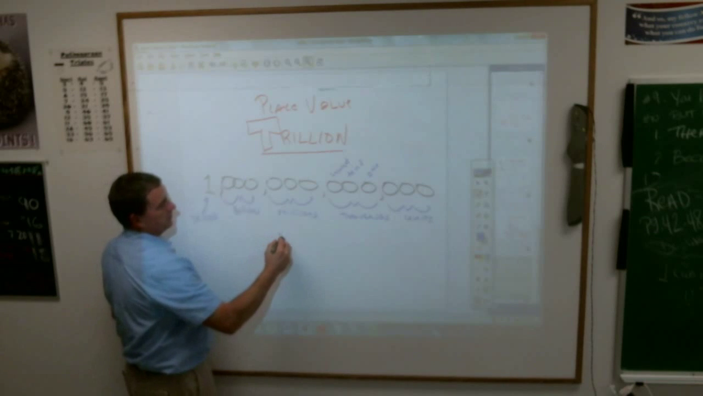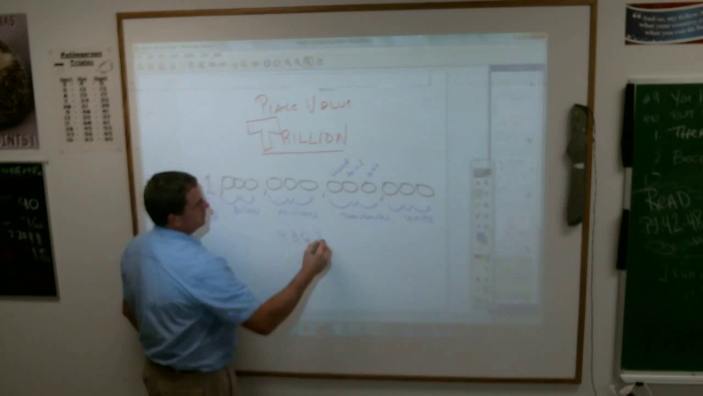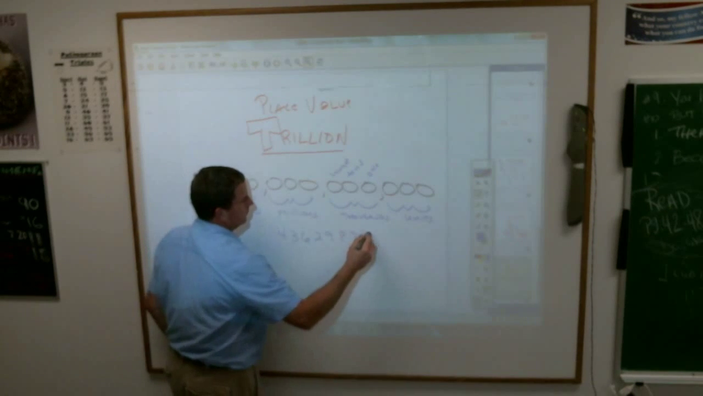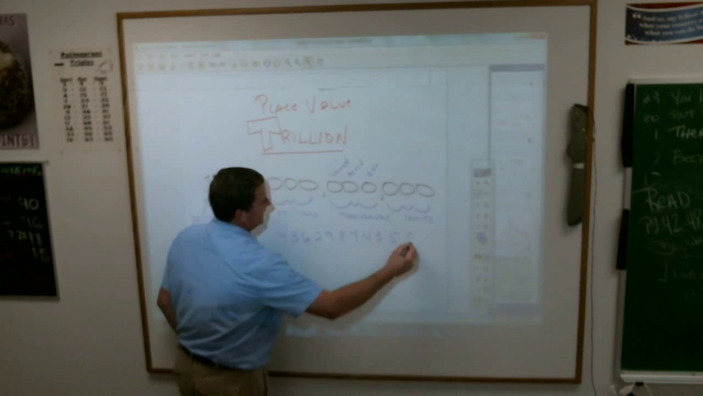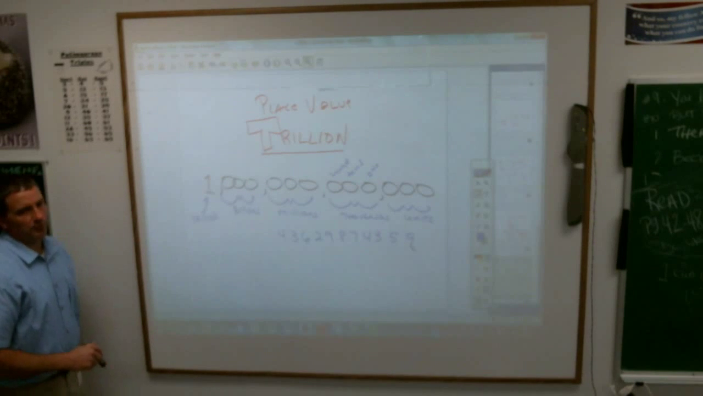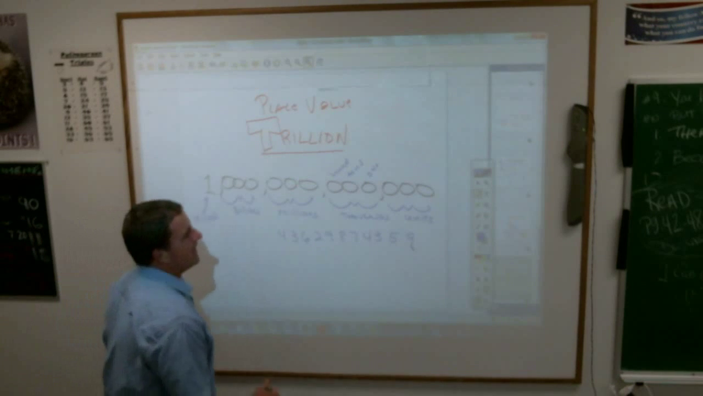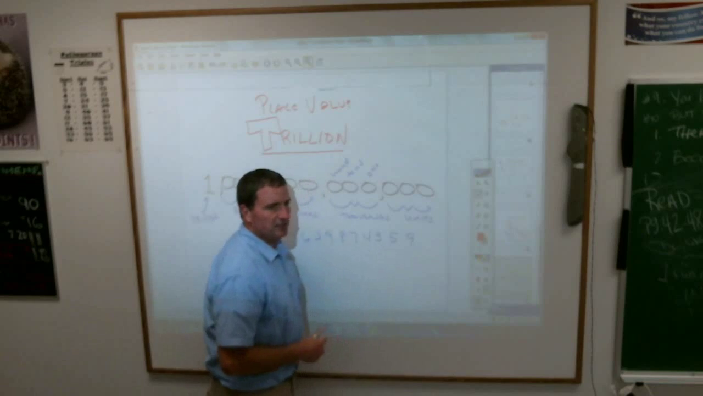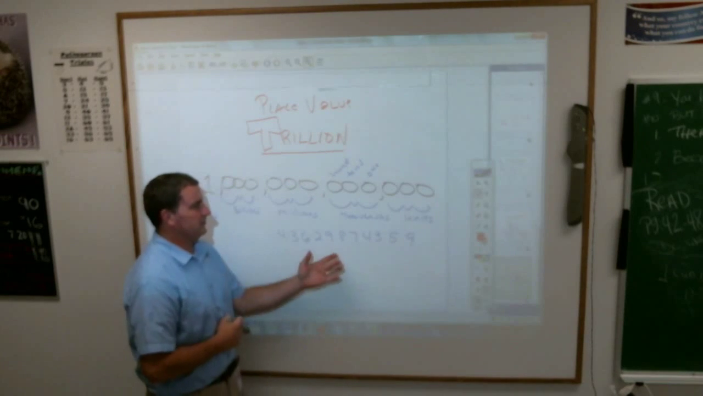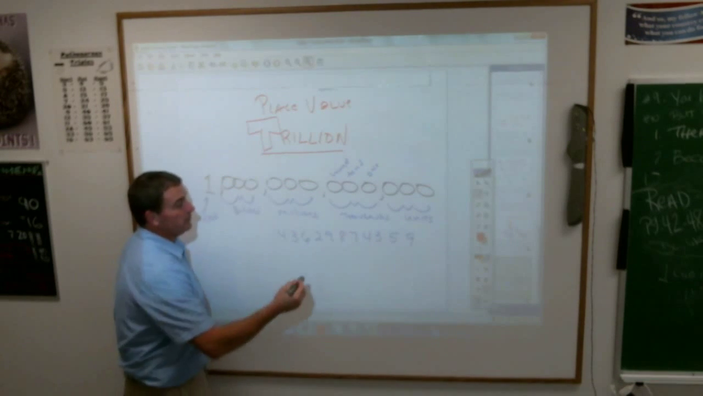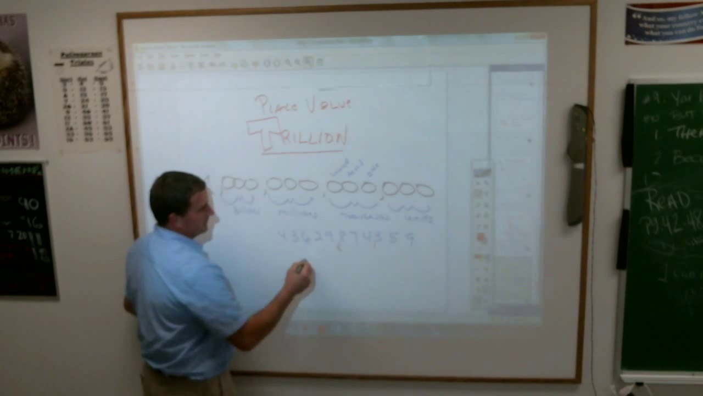If I have this number here, 4, 3, 6, 2, 9, 8, 7, 4, 3, 5, 9, and I asked you quickly, Keith, read that number for me. Hustle, come on, that's a little slow. Keith is a good example of why we put commas in numbers, because you just don't know where you're at, because you have to try to count how many digits it is. Sorry, Keith, to make an example of it.